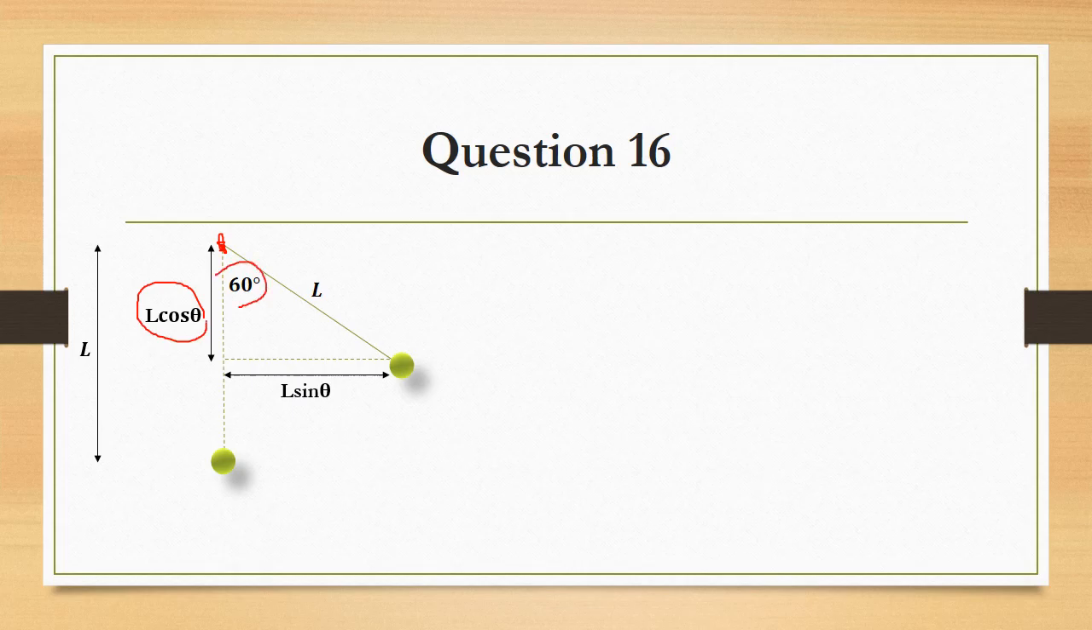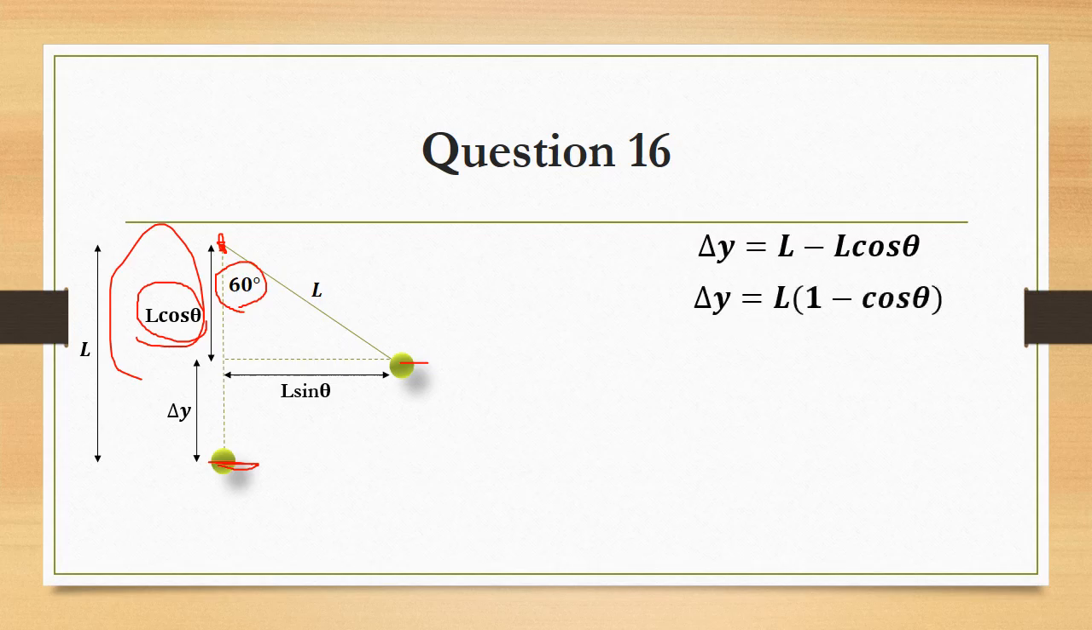Okay, and that means that the distance delta y that this ball travels from its maximum vertical position to its minimum vertical position is L, the whole length of the string, minus L cosine of theta, which is this side of the triangle. Delta y is L minus L cosine of theta. You can factor out an L here. You don't have to, though.